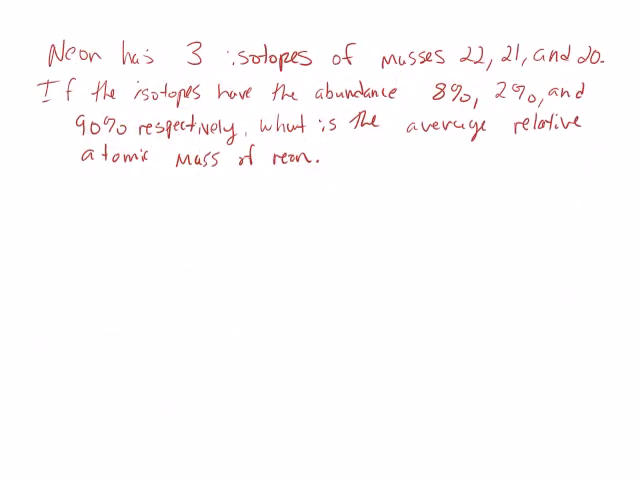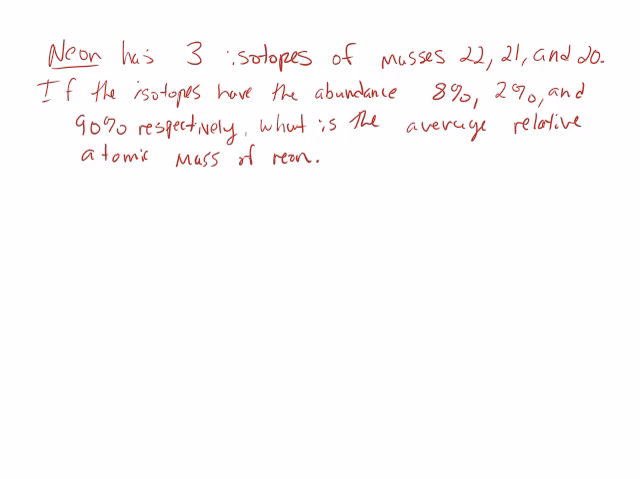It is a word problem that I hand wrote, obviously. Sorry for the sloppiness. But let's go ahead and get started on it. It says that neon has three isotopes of masses 22, 21, and 20. If the isotopes have the abundance 8%, 2%, and 90% respectively, what is the average relative atomic mass of neon?